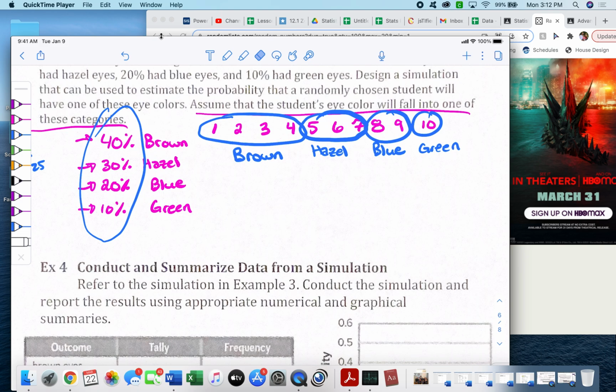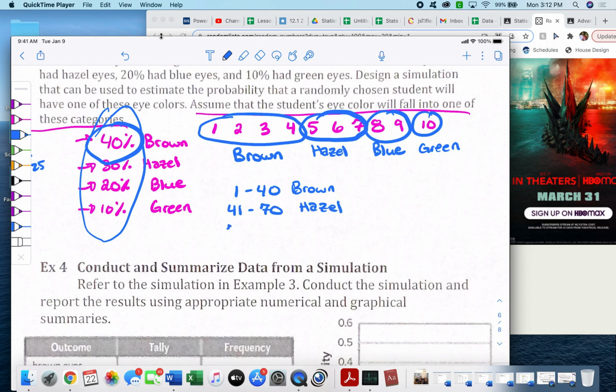Now, what we could have done, real quick, is 40% is technically like the numbers 1 through 40. We could designate those as brown, right? Pulling out the numbers 1 through 40. Then we could have done 41 through 70 would be hazel, right?